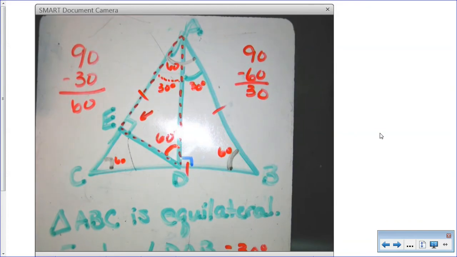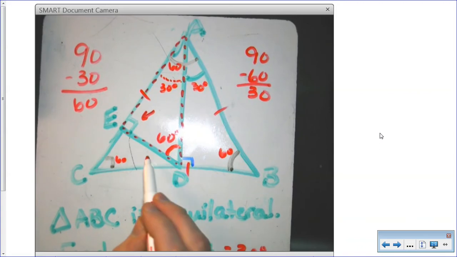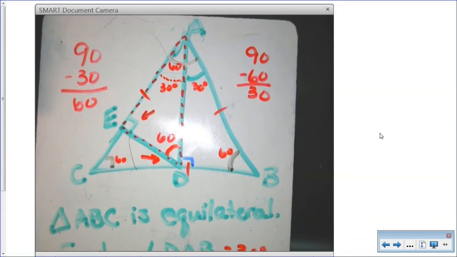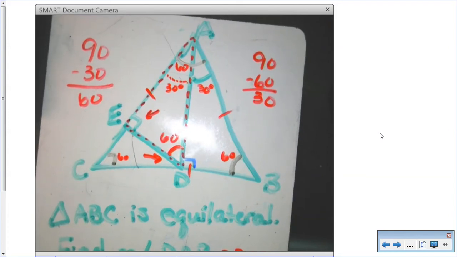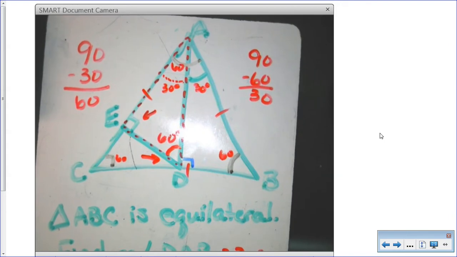Now, bonus question off of this problem. Can I figure out what this angle is right here, angle EDC? You bet. And there's two ways I can figure this out. One of them uses the rules for triangles, and one of them uses the rules for angles on a line. So there's a couple different strategies that I can use to help me.